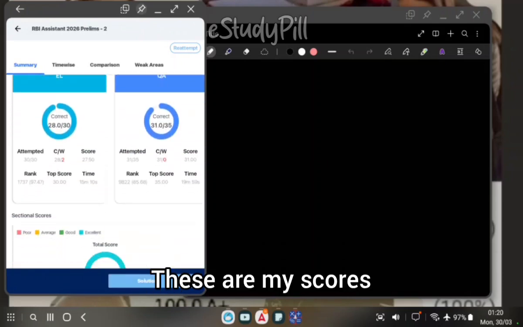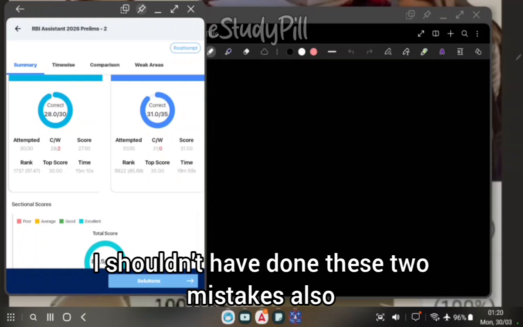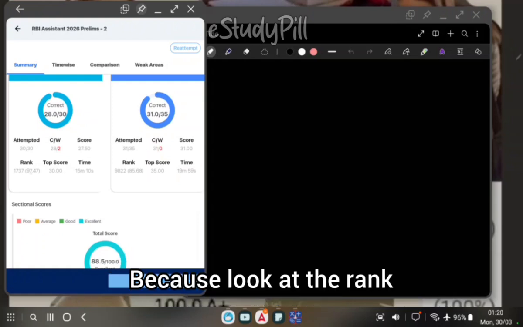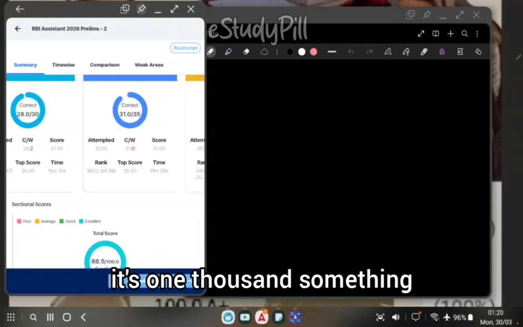These are my scores. So 28 out of 30. English is my strong subject. I shouldn't have done these two mistakes also, because look at the rank. Even though I scored 28, it's 1000 something.